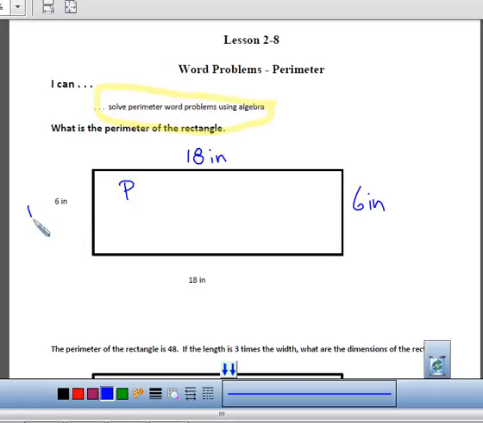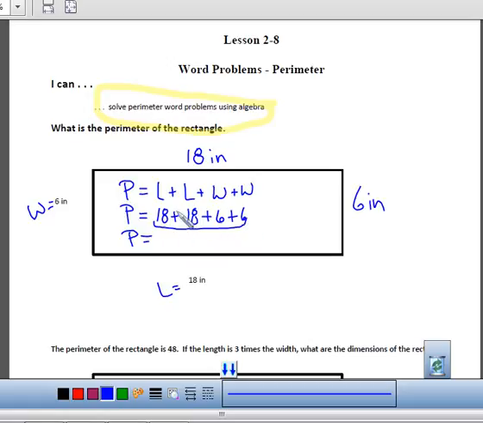So we have our width and our length. The top and the bottom are the lengths, and the left and right are the widths. So I add the lengths, I add the widths to get the perimeter. Now I'll plug in my numbers. I have 18 plus 18 plus 6 plus 6. And then the last step is to add them all up. 18 plus 18 is 36, plus 6 is 42, plus 6 is 48. So the perimeter of this rectangle is 48 inches.